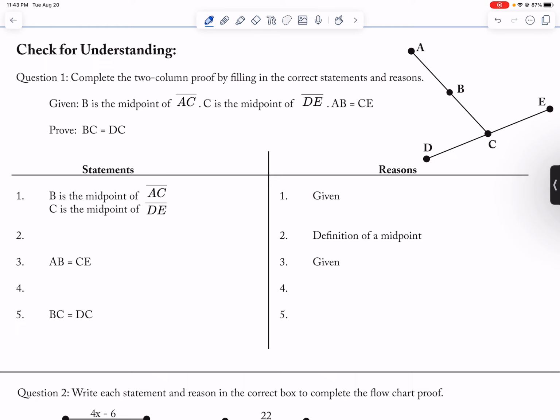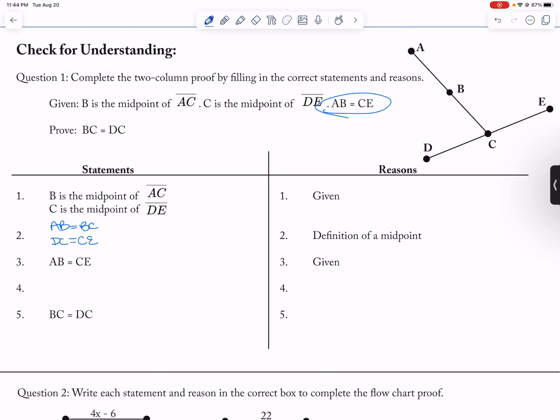All right, so we're back. And I'm looking at definition of a midpoint. So what am I saying? I'm going to say that AB is equal to BC. And then I'm going to say DC is equal to CE. And then I was given AB is equal to CE, so that's fine.